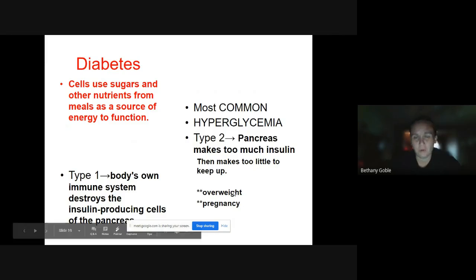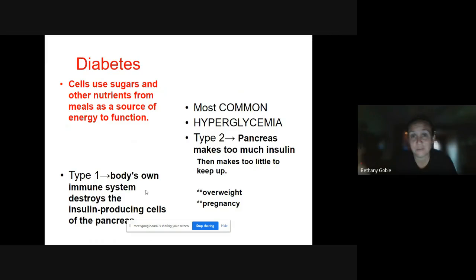A lot of people who are overweight, or a lot of women who are pregnant, could become type 2 diabetic. Type 1 diabetic is when your body's own immune system literally attacks your insulin producing cells. You say, why does it do that? I told you, sometimes we have crazy autoimmune disorders where your body attacks itself. And this is one of them. So type 1 diabetes is less common, but it's where your body literally attacks the insulin producing cells of your pancreas.